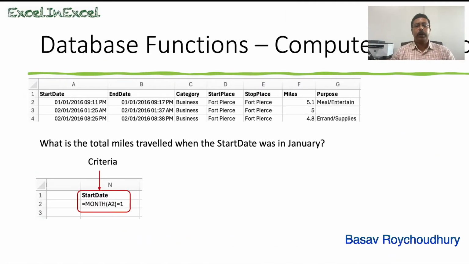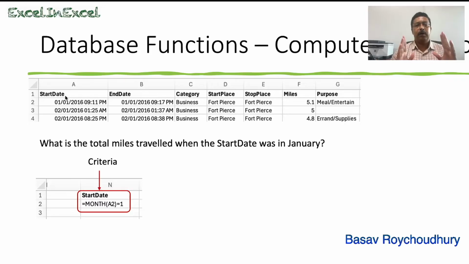So what we can do is take the help of some of the functions that we have learned before. So let's say we write a formula as start date equal to month of A2 equal to 1. Now why month of A2? Let's understand that first. A2 happens to be the first record. A2 of course happens to be the first start date of the first record.